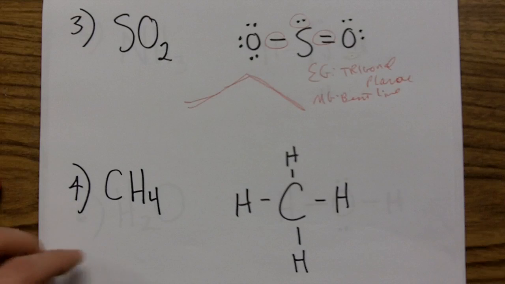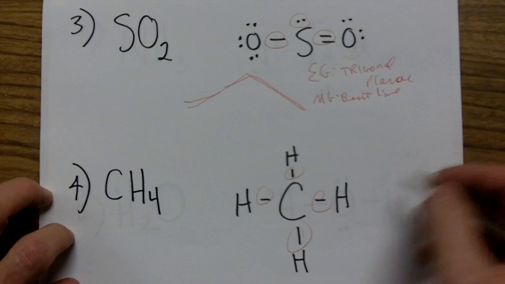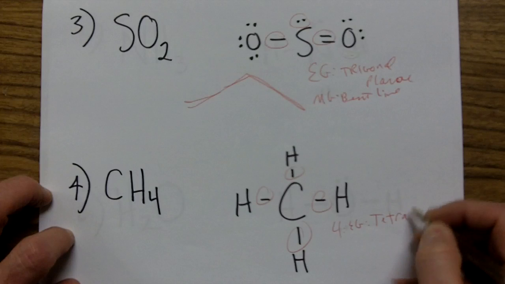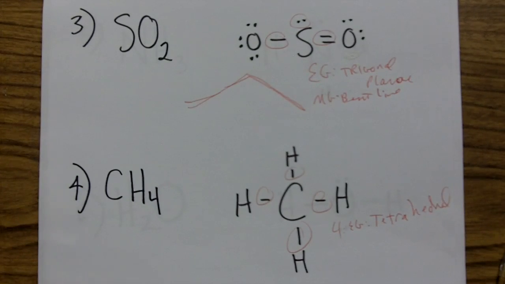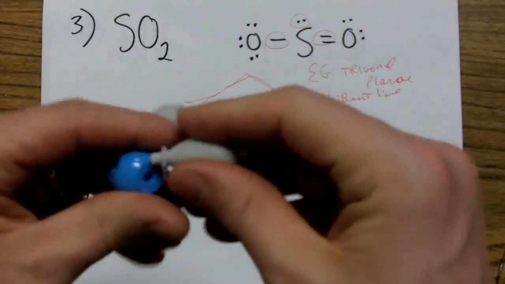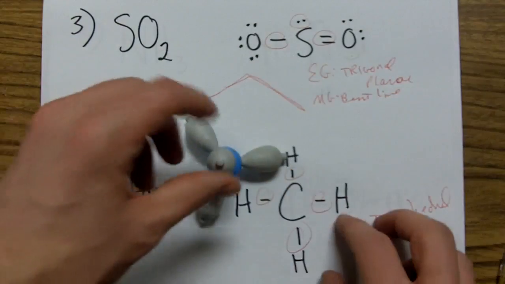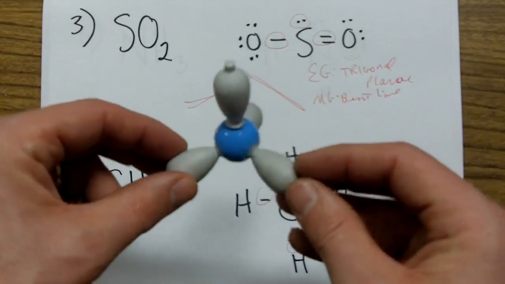And if we look at its Lewis structure, there are 1, 2, 3, 4 places around it. 4 gives us an electron geometry of tetrahedral. So we're going to start out with an electron geometry like this one. We got 1, 2, 3, 4. We have a tetrahedron here. There's our tetrahedron.